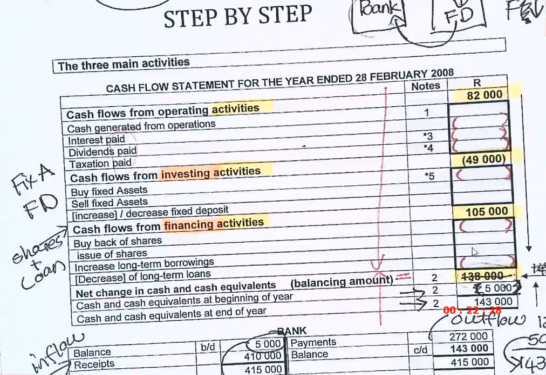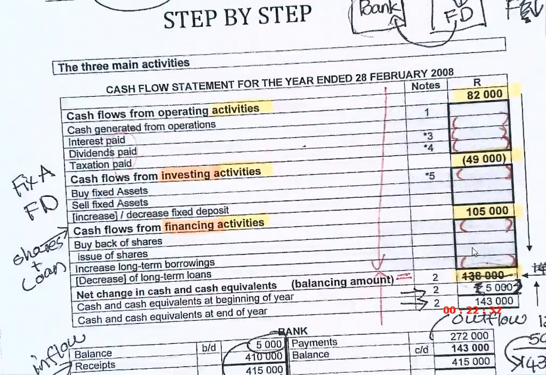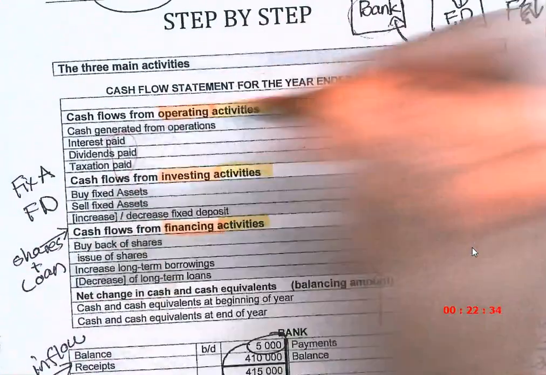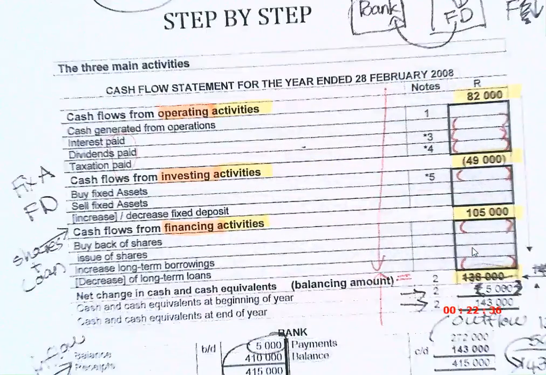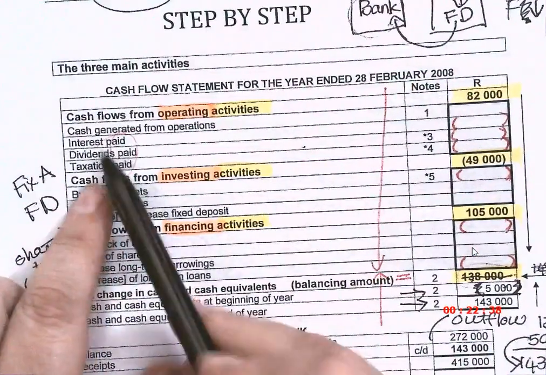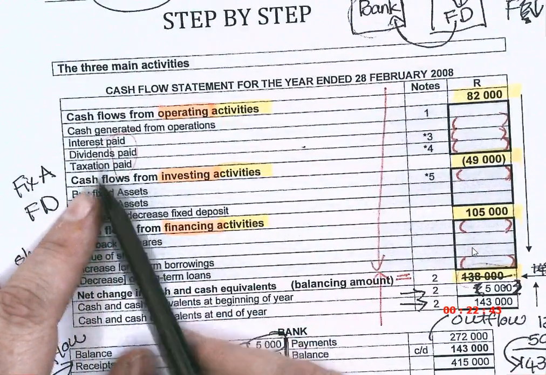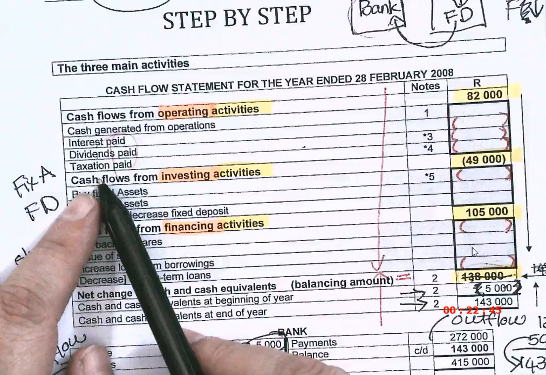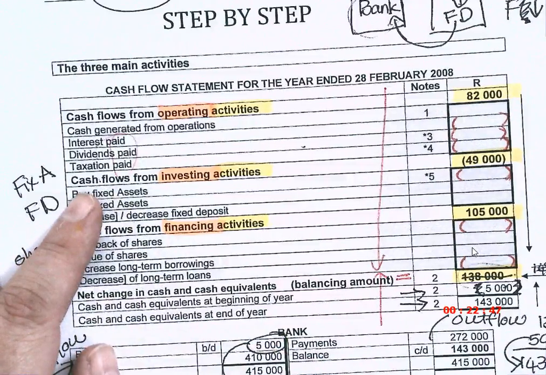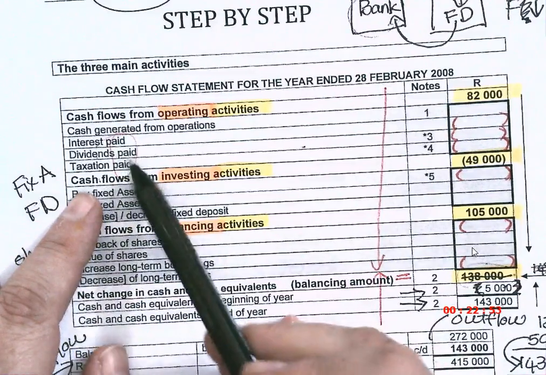Then I go to my operating activities. So operating activities is my 3 pays. It's the interest I paid, the dividends I paid, and the tax I paid. All of that is an outflow of cash. No. This is the dividends that I paid. It's not what I owe.